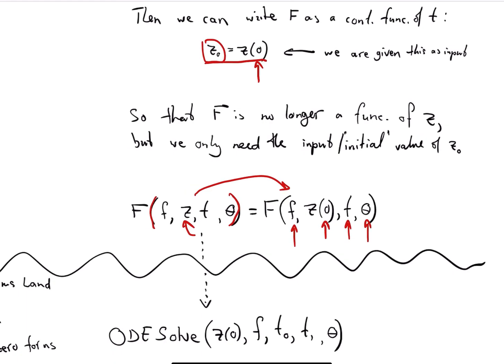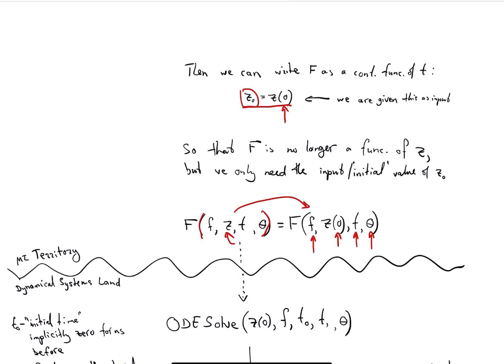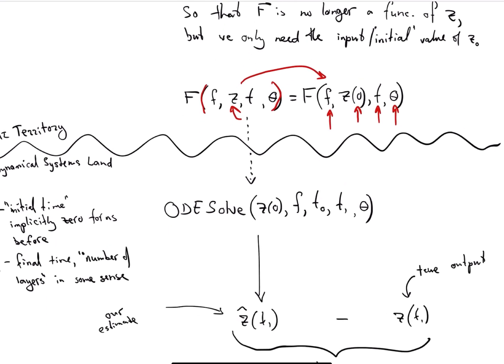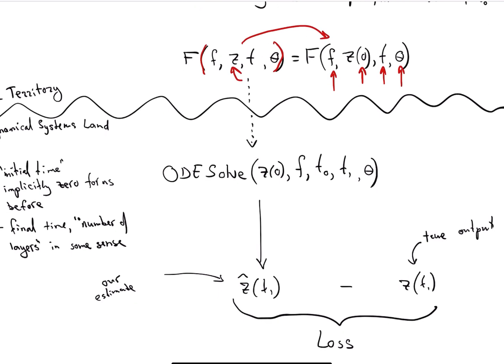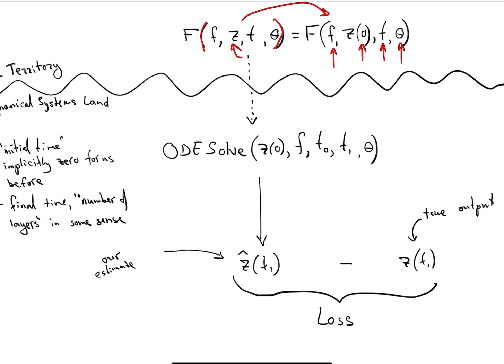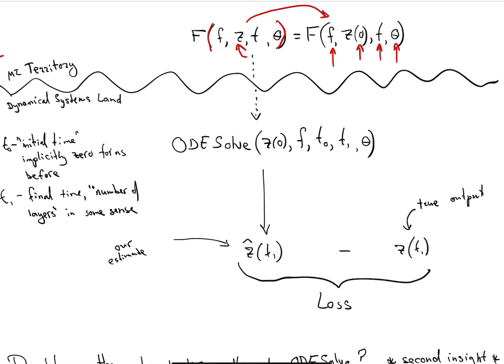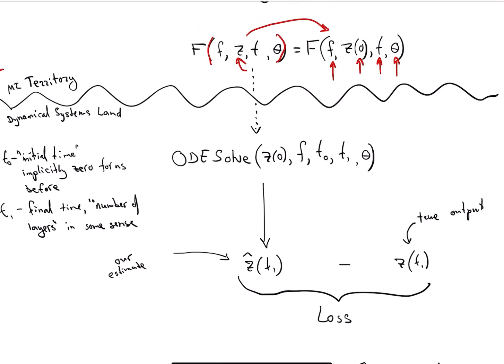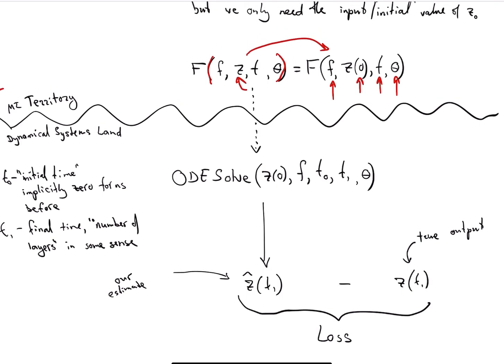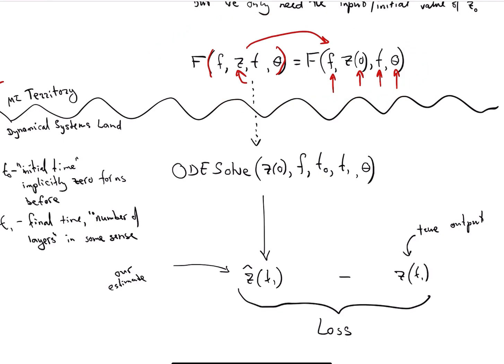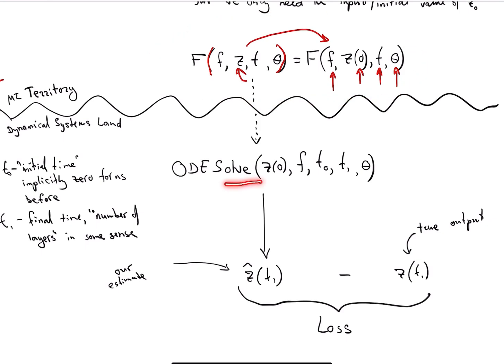So this is the point where we are crossing over from machine learning territory into this dynamical systems land. This is the differential equations, ordinary differential equations and dynamical systems, which we'll cover in the next section. But for now, just to give you a connection between the two, this system that we defined above, this function, can be solved by something called ordinary differential equation solvers.